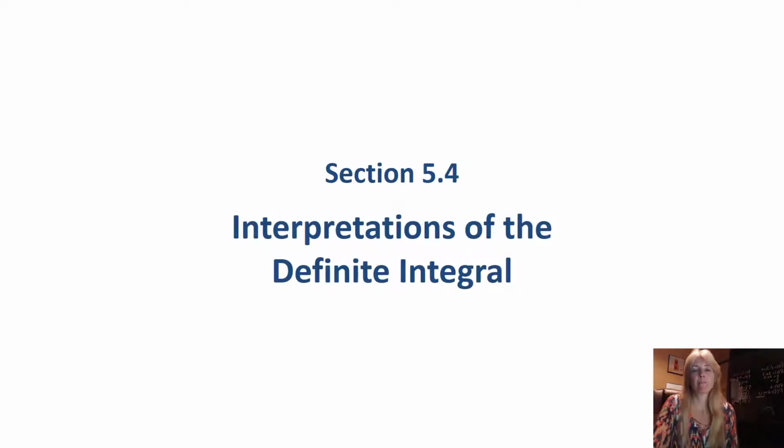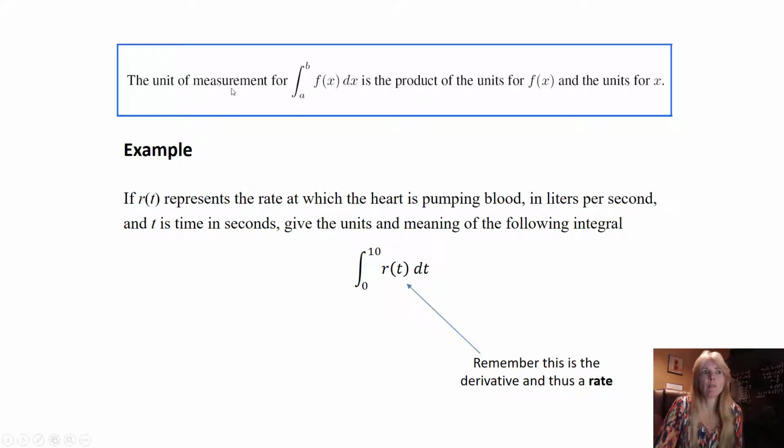Okay, let's look at first how to interpret this definite integral. The unit of measurement for the integral from a to b, f of x dx, is the product of the units for f of x and the units for x. So think about that. If this is a rate, and that's what I'm trying to find is the area underneath this rate, then my units are going to be whatever the units are for my rate and then the units for my particular variable.